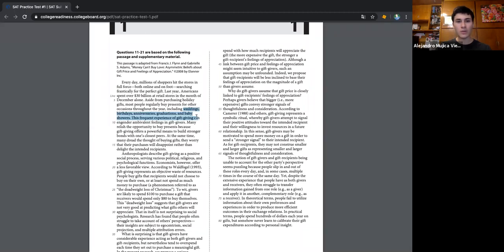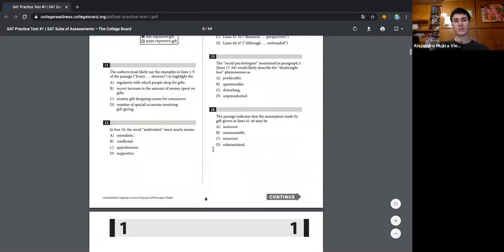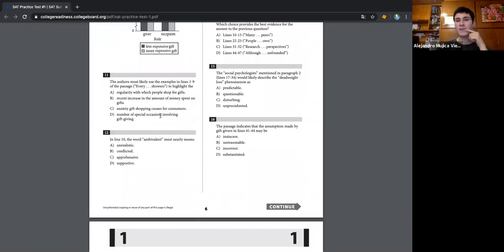The weddings, birthdays, anniversaries, graduations, and baby showers. That kind of thing. So we highlight, this is about author strategy. What do they use these examples for? Highlight the regularity with which people shop for gifts, recent increase in the amount of money spent on gifts, anxiety gift shopping causes for customers, and number of special occasions involving gift giving.